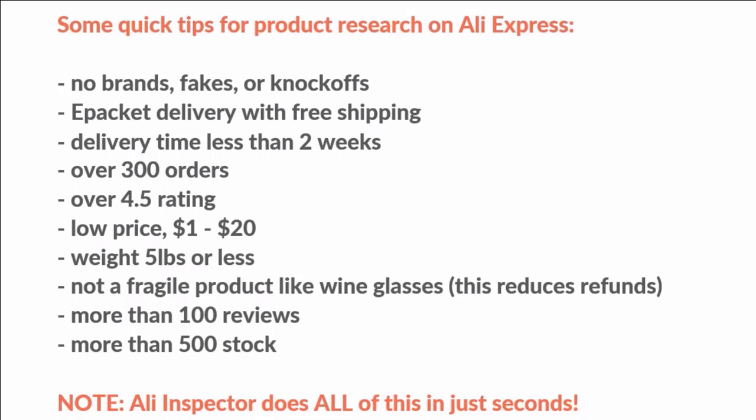And then you want to see products that have over 300 orders, a rating over 4.5, and you want to look for low-priced items so you can mark them up pretty high, so between $1 to 20 bucks. Also, you want to look at products that don't weigh a lot because it will cost more for shipping. And try to stay away from fragile products like wine glasses. Those types of things can really reduce refunds. In addition, you want to look for products that have more than 100 reviews and have at least 500 in stock. And the cool part is AliInspector can do all this in just seconds.